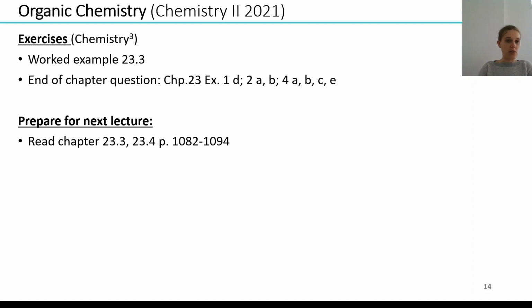Correlated to this lecture, you can do the worked example 23.3 and the end of chapter questions exercise 1D, as well as exercise 2A and B, and exercise 4A, B, C, and E. Moreover, in preparation for the next lecture, please read chapter 23.3 and 23.4, which can be found on page 1082 until 1094.